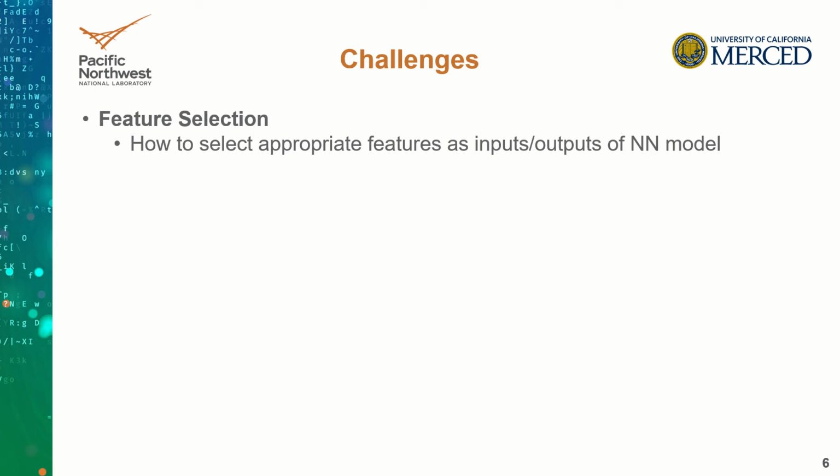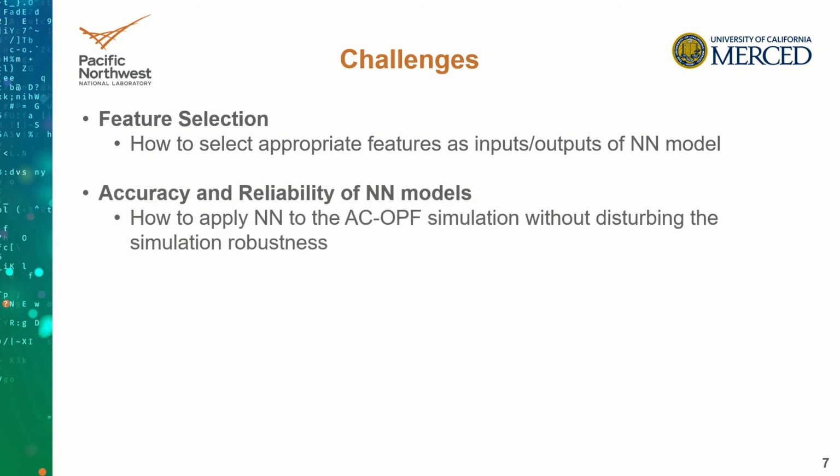First, how to do the feature selection. The HPC application usually involves complex and high-dimensional data structure. How to efficiently sample those data and select some features for the neural network input and output. Second, the accuracy requirement of the power grid simulation is generally high. How to apply the neural network to the SC'20 simulation without disturbing the simulation robustness is a big challenge.